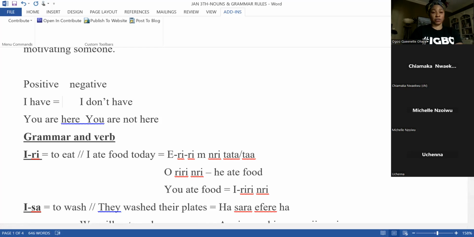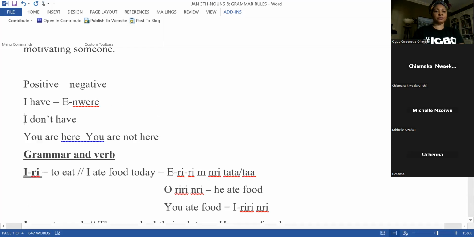Don't forget the two letters you're supposed to start it. Here, I have: Enwerem. So nwere means have. E is referring to yourself. Now, when you say I don't have, so try. Enweghị m. There you go. Enweghị m.